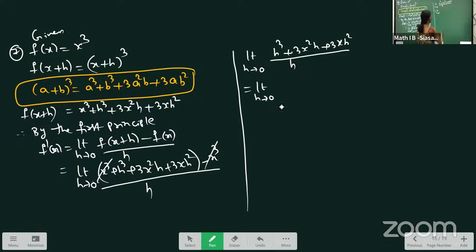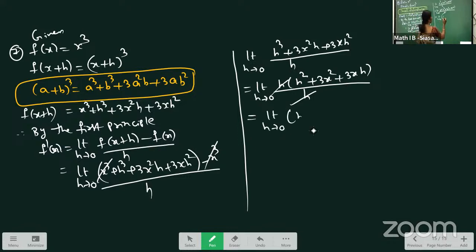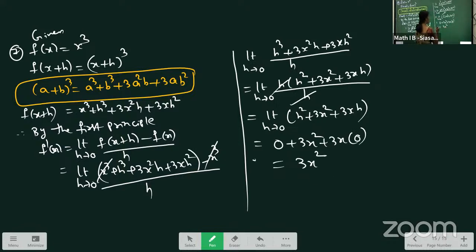In the numerator, every term is a multiple of h. Take h common. If you take h common, we get h into h square plus 3x square plus 3x h, by h. H cancels. So limit h tends to 0, the left out part is h square plus 3x square plus 3x h. Now wherever h is there, substitute 0: 0 square plus 3x square plus 3x into 0. So finally we are getting x square... 3x square. This is the value of f dash x.